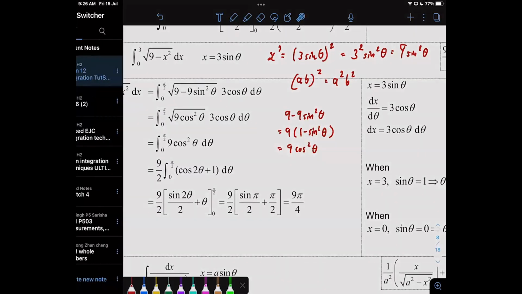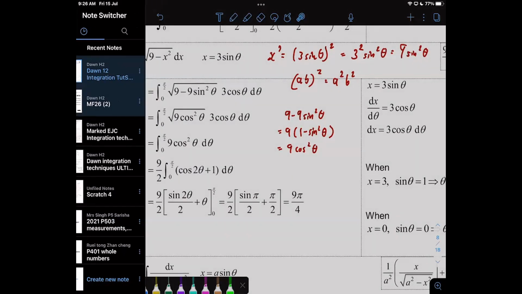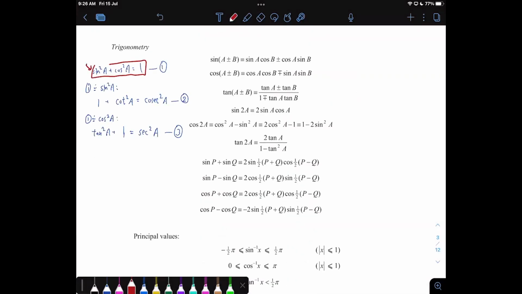Let me go back to MF26. So what I mean is, this usually may be useful, but typically when you're doing integration, the purpose of it is to make sine square the subject. So this version is better. Alternative version would be cosine square as a subject. It's 1 minus sine square.